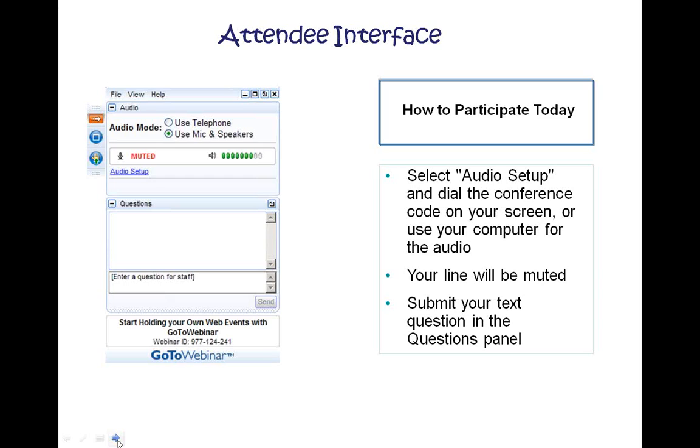Another way to let us know that you're having technical problems is to use the Raise My Hand feature, which has a hand with a green arrow in front of it. I'll ask you to go ahead and push that so I can make sure everyone can hear me. It looks like I see several hands going up, so that's good. At this time, I'm going to turn the webinar over to Lisa.